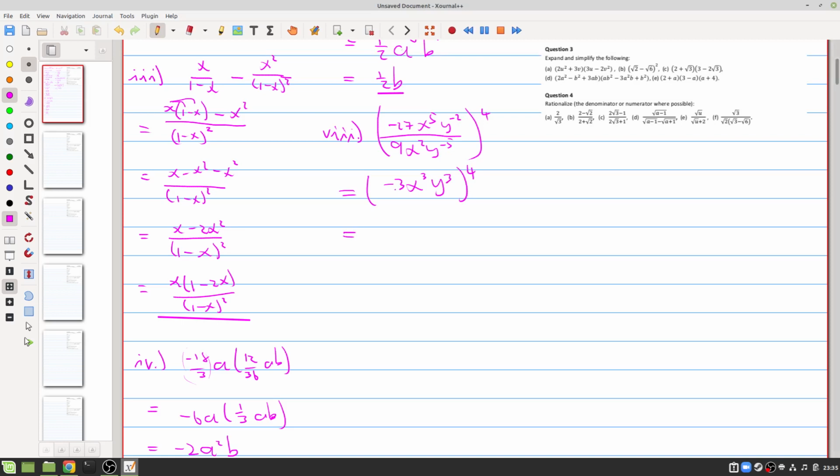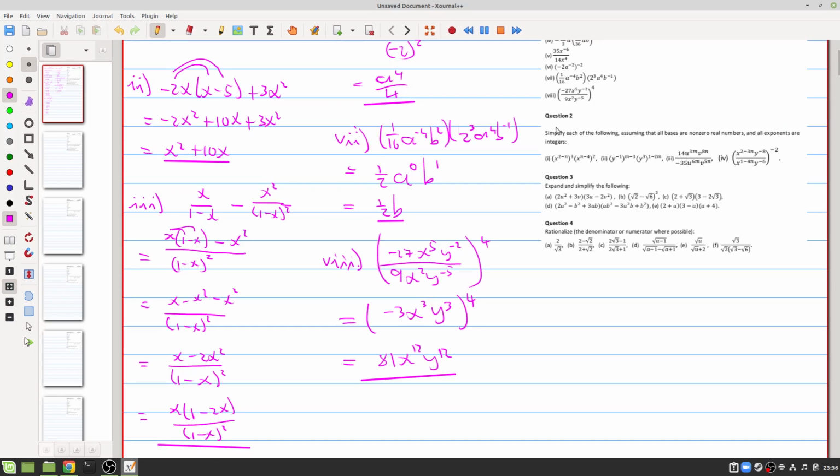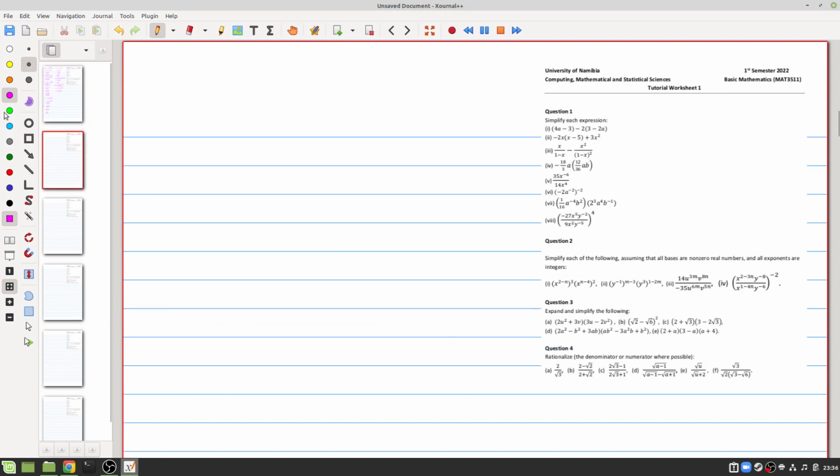And then we just say negative 3 to the power 4, which is negative 81, or positive 81, sorry, positive 81, x to the power 3 times 4 is 12, and y to the power 3 times 4 is also 12. And there we have it. So that is question 1. Okay, let's move on to the next page for question 2.